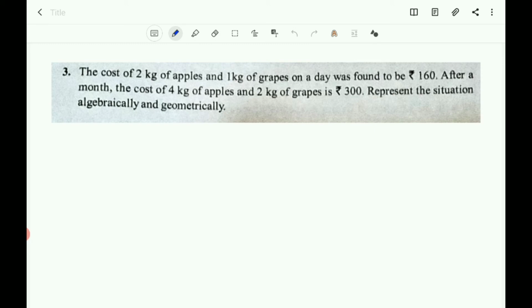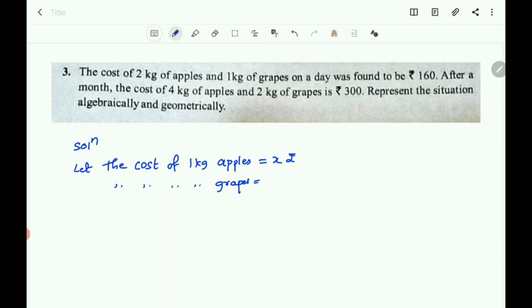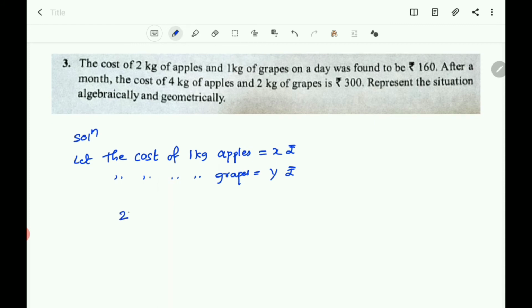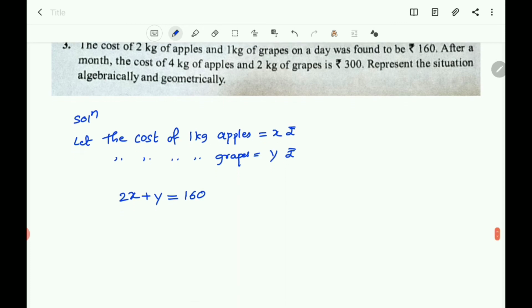Now to represent this situation algebraically, let the cost of 1 kg of apples equal x rupees and the cost of 1 kg of grapes equal y rupees. Then the cost of 2 kg of apples becomes 2x, and the cost of 1 kg of grapes is y. The total amount is 160 rupees. So you got the first equation here.